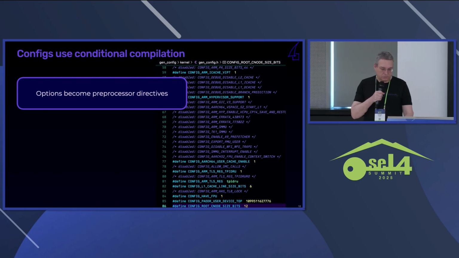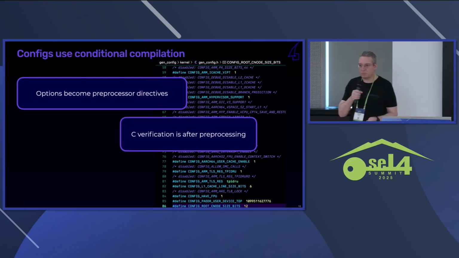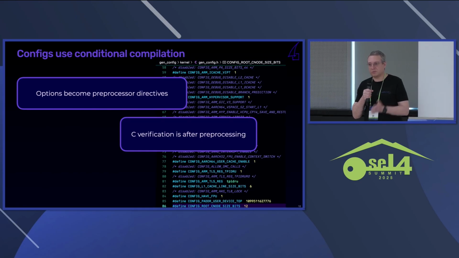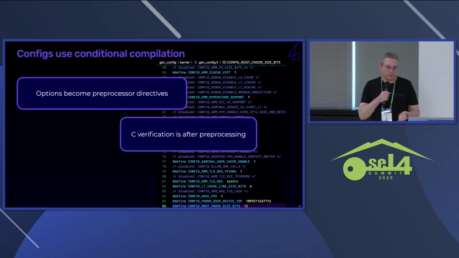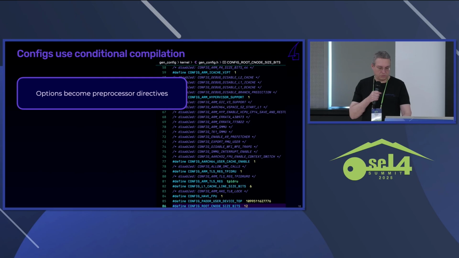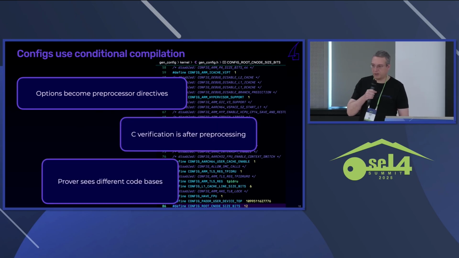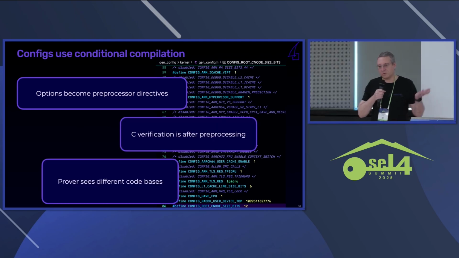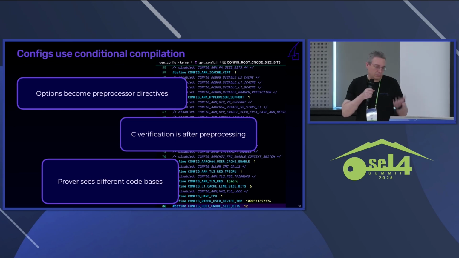So why is that a problem? Well, it's a problem because C verification is after preprocessing. So what we see is not one kernel, but many, many different code bases. If you take all of the space, about 1 trillion of them.